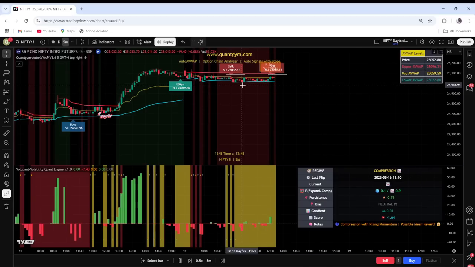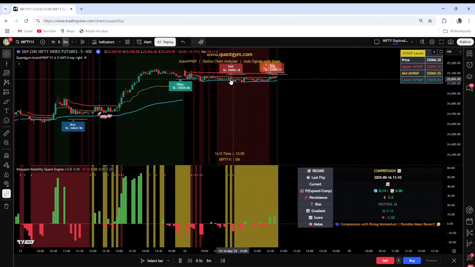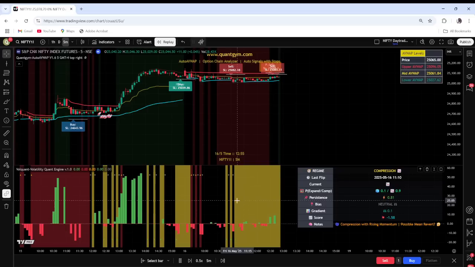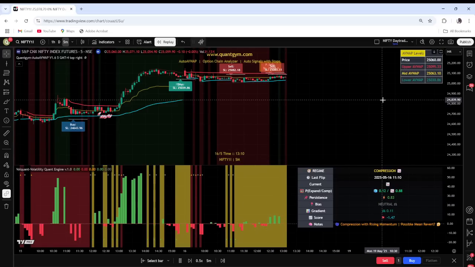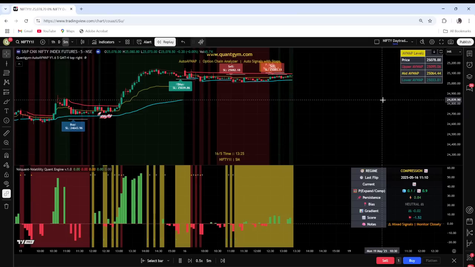If you are following the AVWAP navigator, you see it is within the two AVWAPs. That is also telling you there is congestion, and this is giving you a kind of volatility confirmation that you are in a compression regime. So here you do not spend energy looking for a trade. You save emotional capital because you are continuously in compression.